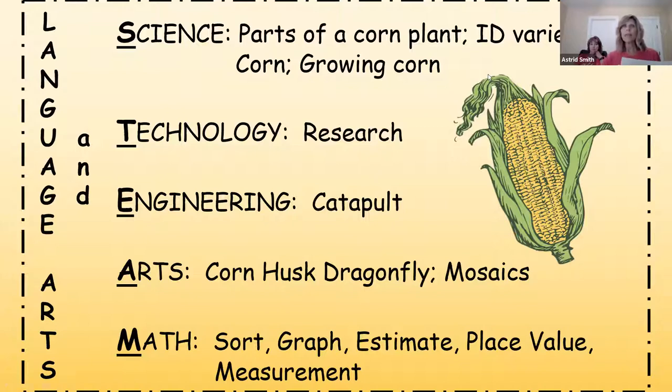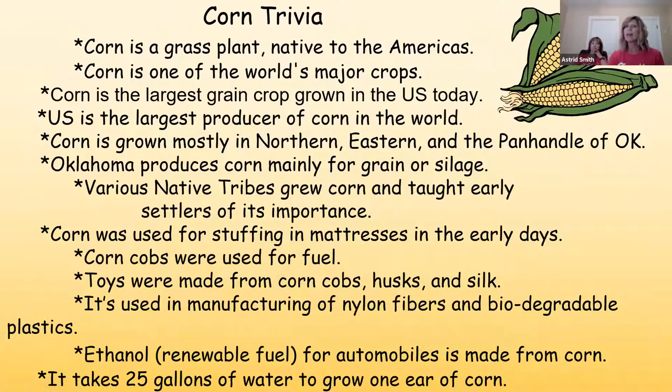To begin with, I just wanted to present a little trivia. There's tons of information, so I just picked and chose some of the things that I wanted to highlight. Corn is a grass plant native to the Americas, and it's one of the world's largest crops, with the U.S. being the main corn producer of the whole world. Corn is grown in Oklahoma, mainly in the northern, eastern, and panhandle parts of the state. But as you notice, it can be grown all over the state, just as I showed you the crop in Caddo County. And most of the corn is dent corn, which is used for grain or silage for livestock.